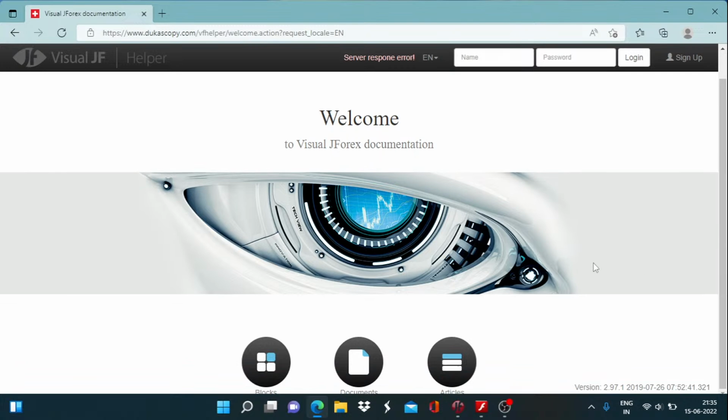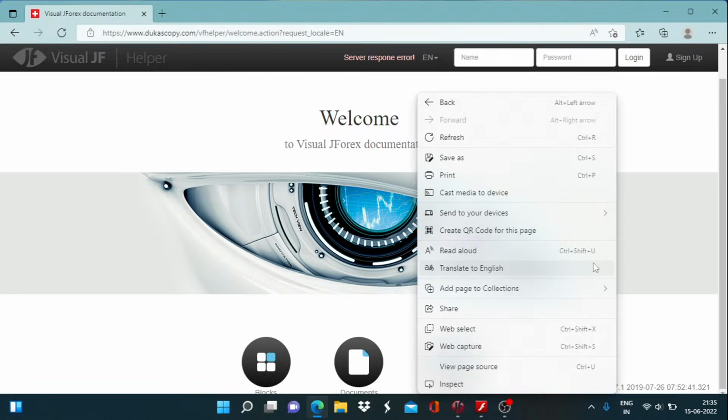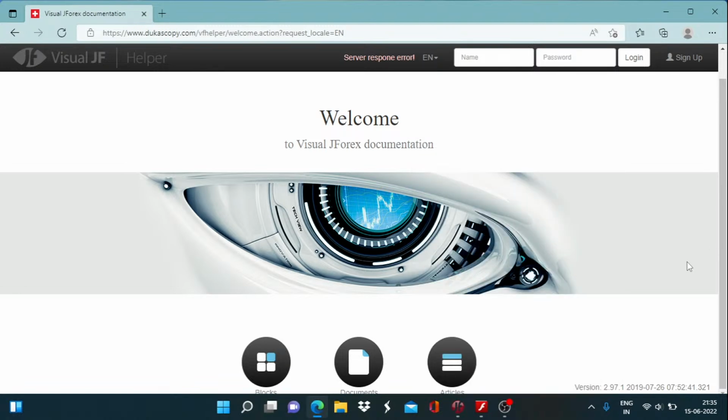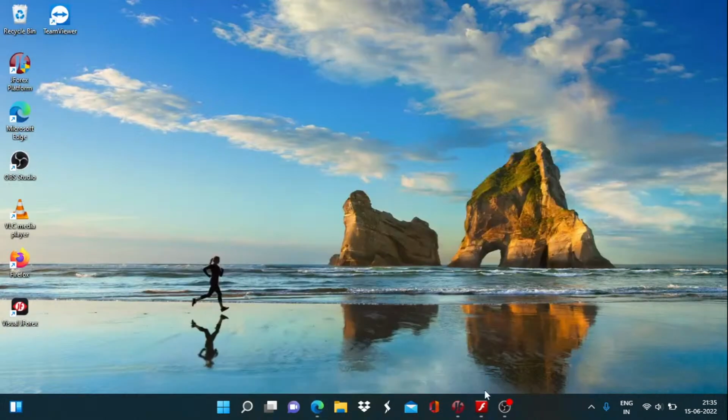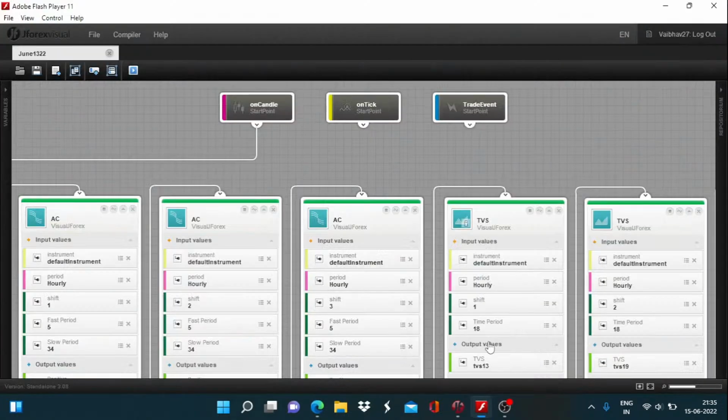Myself Vaibhav. I welcome all of you to today's session of Visual JForex, in which we will try to wrap up the algorithmic formation using the indicator, acceleration, deceleration, oscillator, along with the time segmented volume. So this is going to be the combination of the two indicators. So let us now head to the Visual JForex board, which has been developed by the Dukascopy Bank SA.